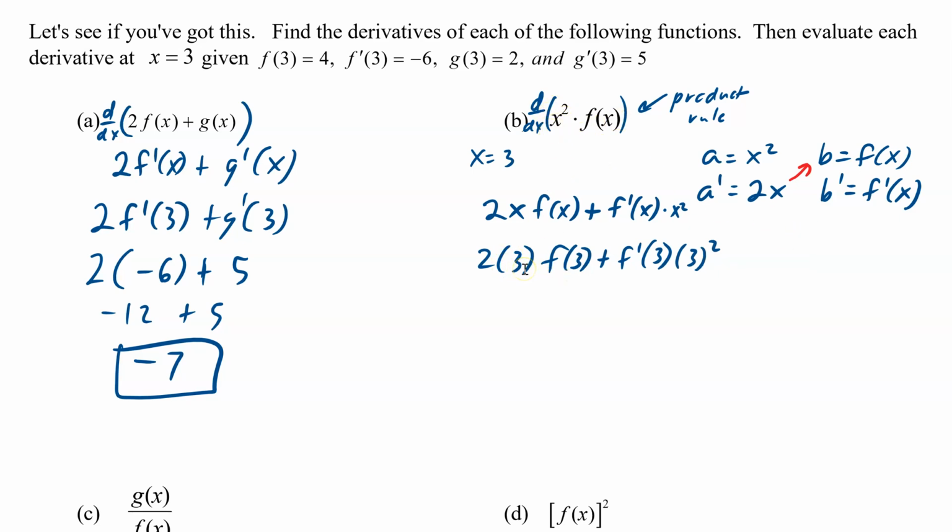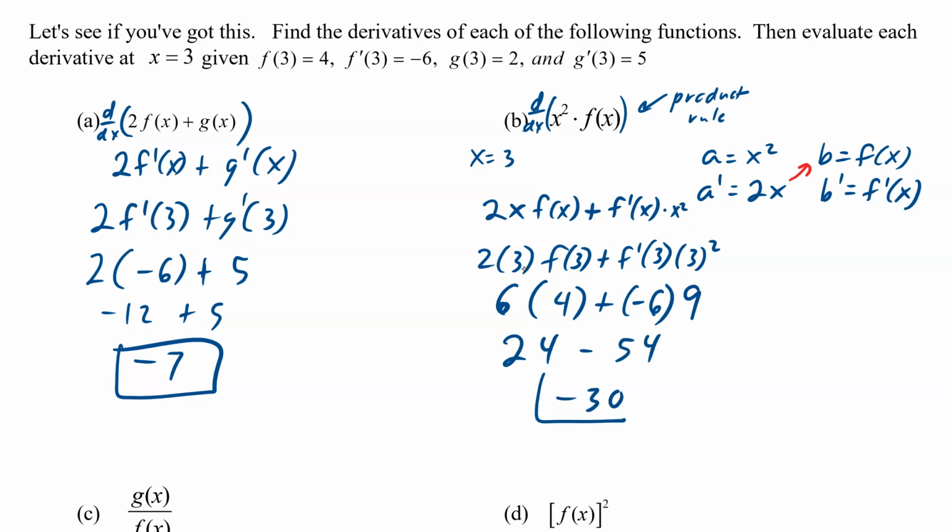So 2 times 3 is 6. F of 3 is 4. F prime of 3 is negative 6. And 3 squared is 9. So this is 24 minus 54. So negative 30 is our derivative.